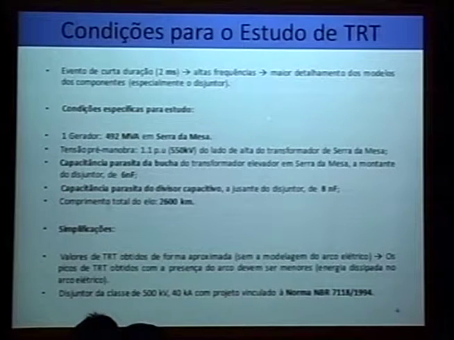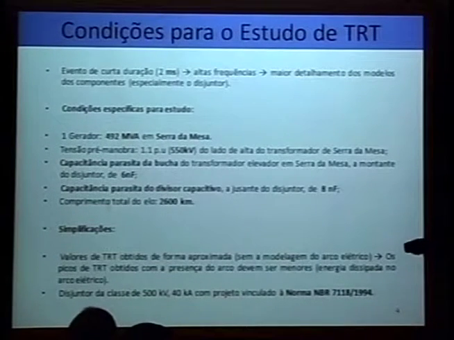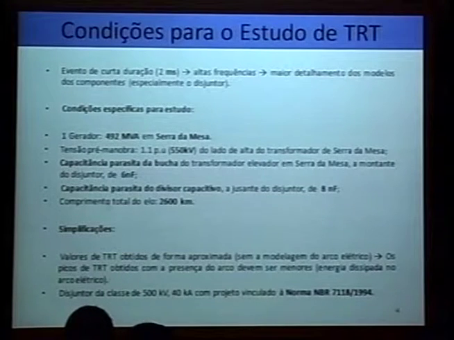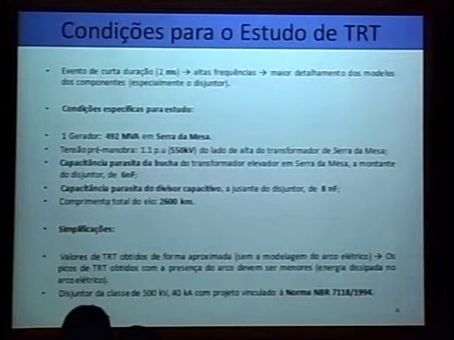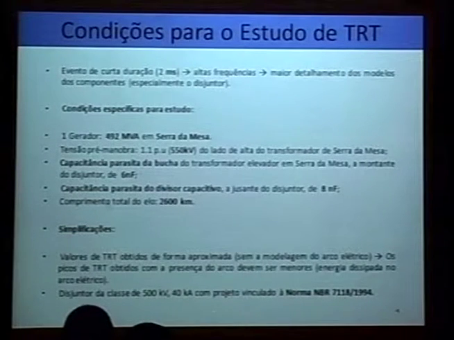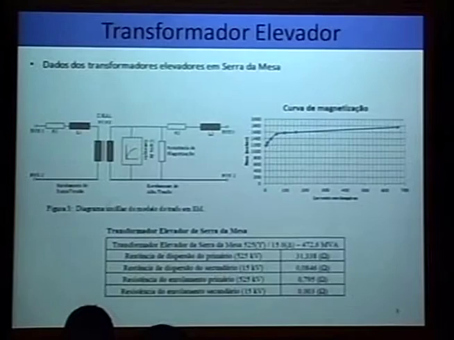Simplifications: these TRV values we are going to show in the results were obtained in an approximated way without the modeling of the electrical arc, because we know that the TRV peaks obtained with the presence of the arc tend to be smaller. So the values we are going to present can be considered conservative. The circuit breaker in Serra da Mesa is a 500 kV one with an interruption capability of 40 kiloamperes, and with a project that follows the standard NBR 7118.